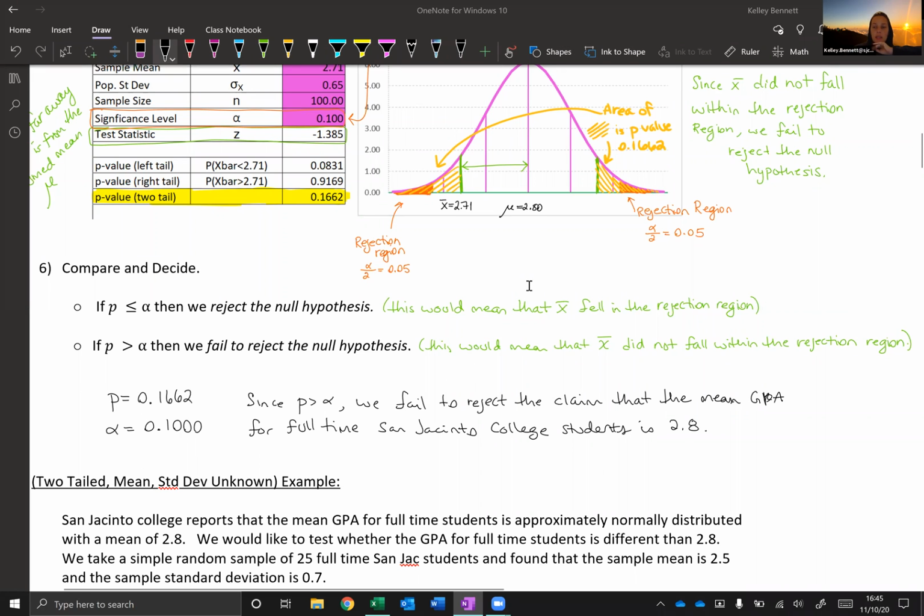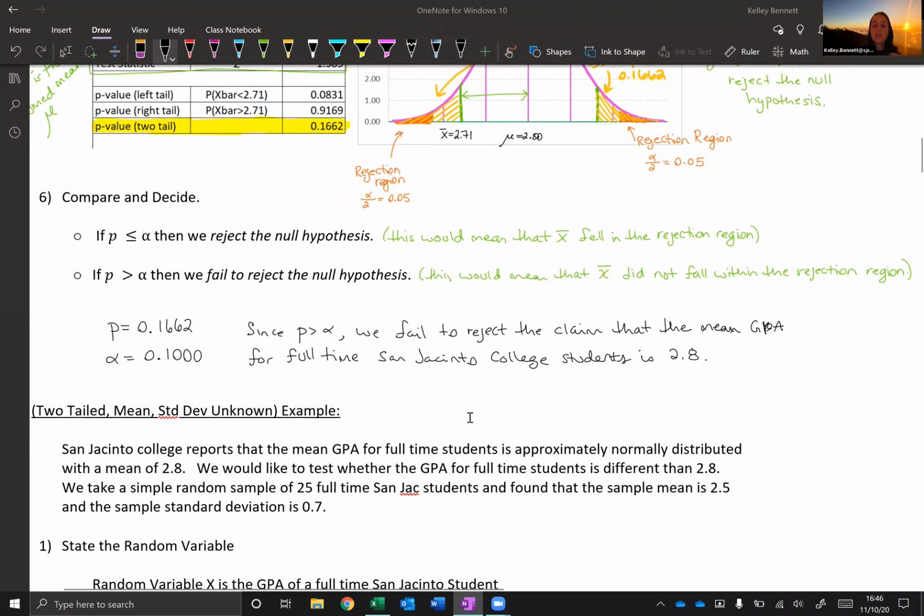So let's try to do another example, a very, very similar problem. It's still going to be San Jac, it's still going to be full-time students, it's still going to be the mean is 2.8, but let's change up some information. Let's take away the fact that we know the standard deviation. That's going to change what test we use, right? So when the population standard deviation is known, we're going to use our z-test, our normal distribution. When the standard deviation for the population is unknown, we have to rely on our sample standard deviation. And in that case, we're going to use our student's t-distribution.